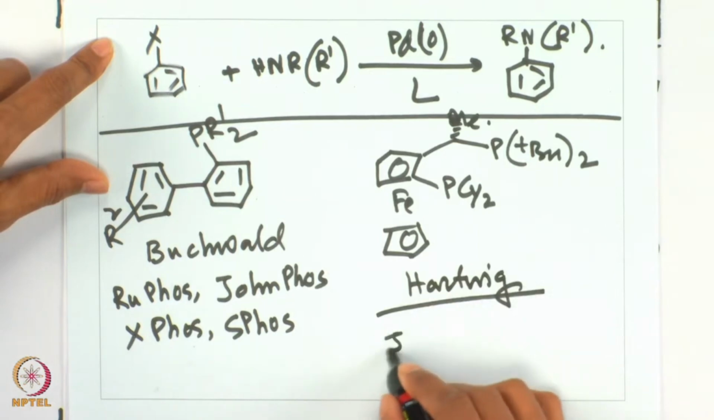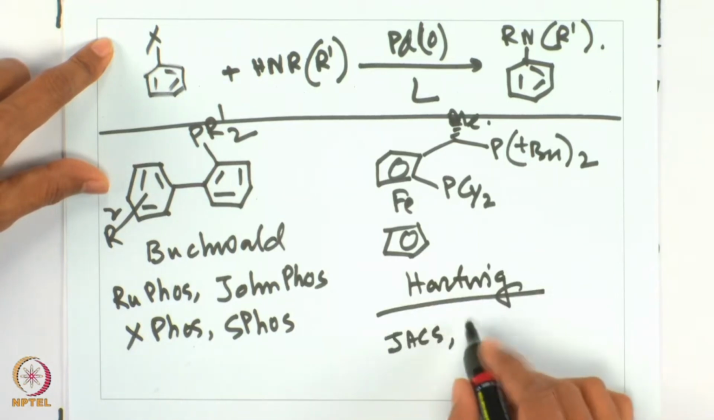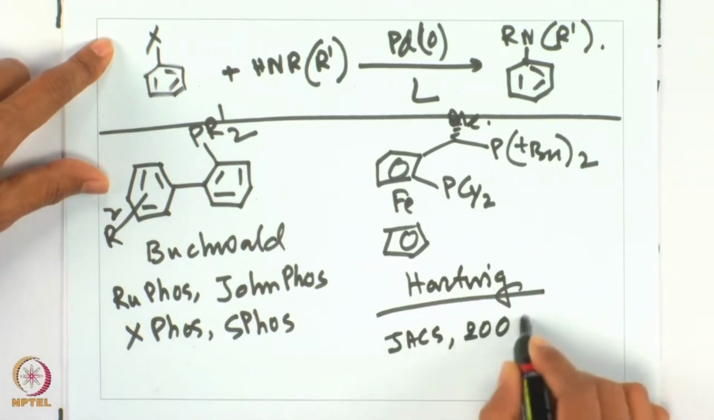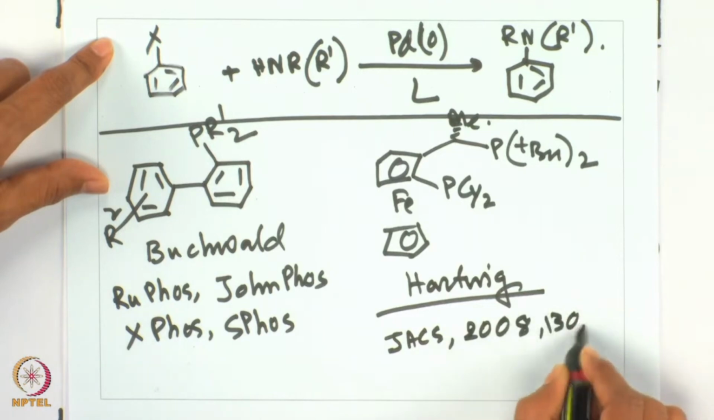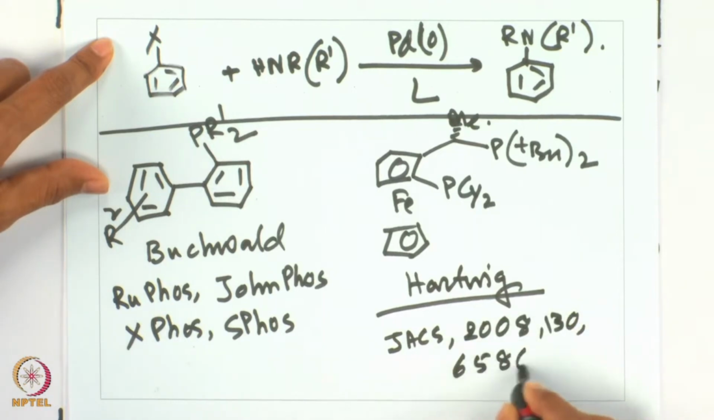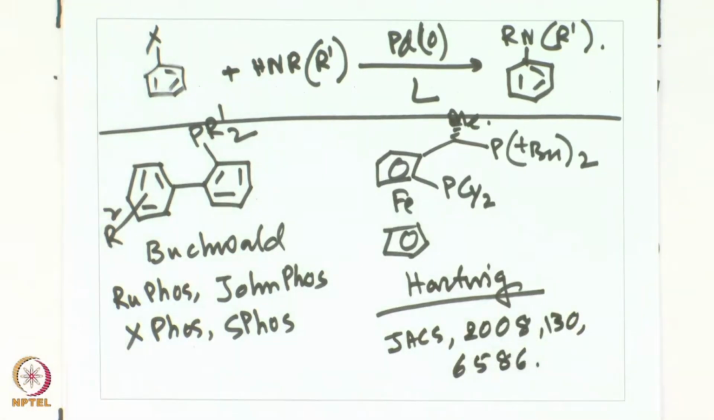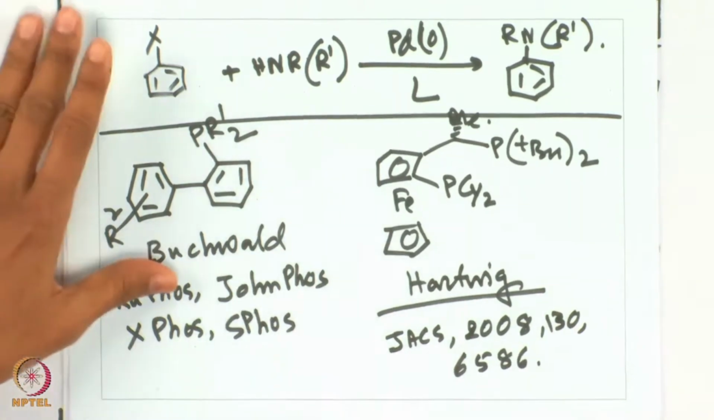A reference one must write down: JACS 2008, 130, 6586, all right, that is fine. So, these are the ligands that are used for these processes. There are plenty of other ligands that are also involved, we will discuss soon. What we have seen is a biaryl phosphine ligand that is good for these purposes. We have also seen this ferrocene based ligand which is involved during the catalytic cycle.